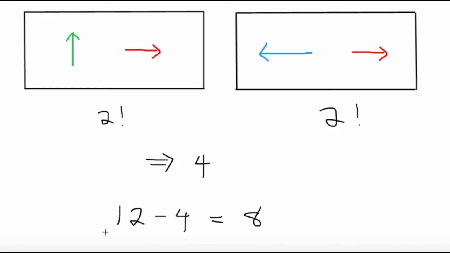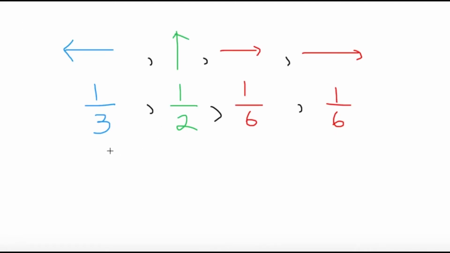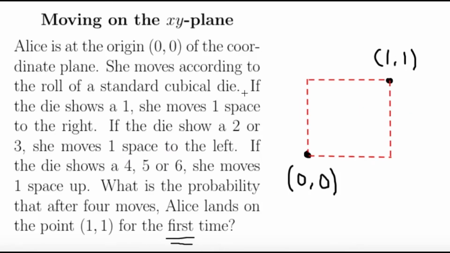So this is the only, I say, difficult part to this item, because after we get the number of arrangements for these 4 arrows, the rest is just the same. The rest is just converting these 4 arrows into the respective probabilities. Now, how did I get these probabilities? Let's go back. Now, if the die shows a 1, she moves 1 space to the right.